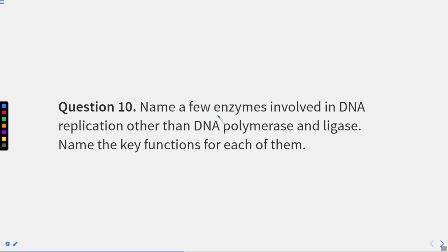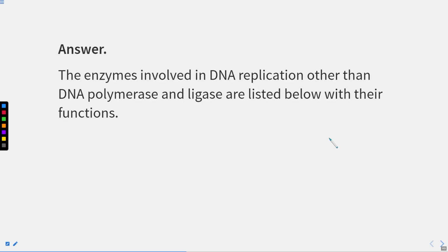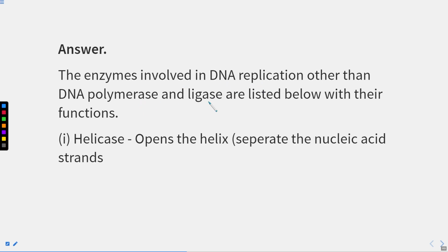Now, question number 10. Here we have to name a few enzymes involved in DNA replication other than DNA polymerase and ligases. DNA polymerase helps in adding nucleotides and also has exonuclease activity. Ligase helps to join the DNA fragments. Now, you have to name the key functions of each of the other enzymes. The enzymes involved in DNA replication other than DNA polymerase and ligase are listed below with their functions.